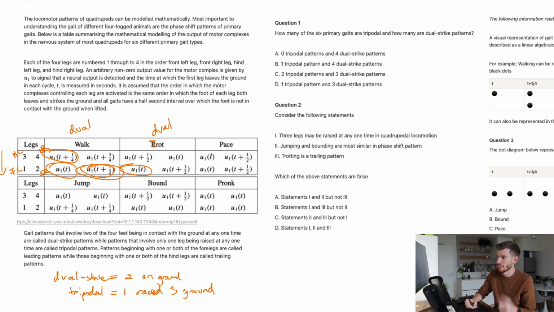With pacing, it's the same thing. It's the exact same intervals, just in a different sequence. So again, I don't really even have to test that. I've got the same thing as in trotting, so that would be dual as well.